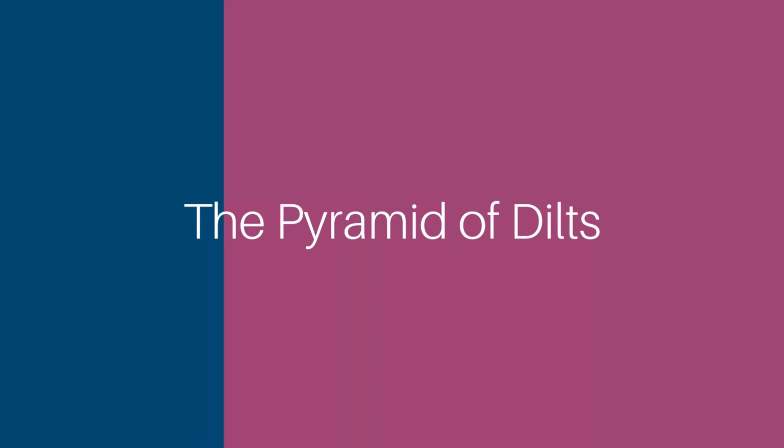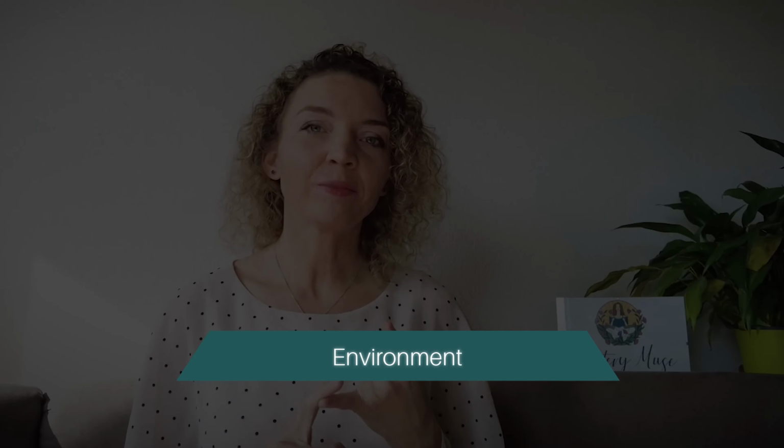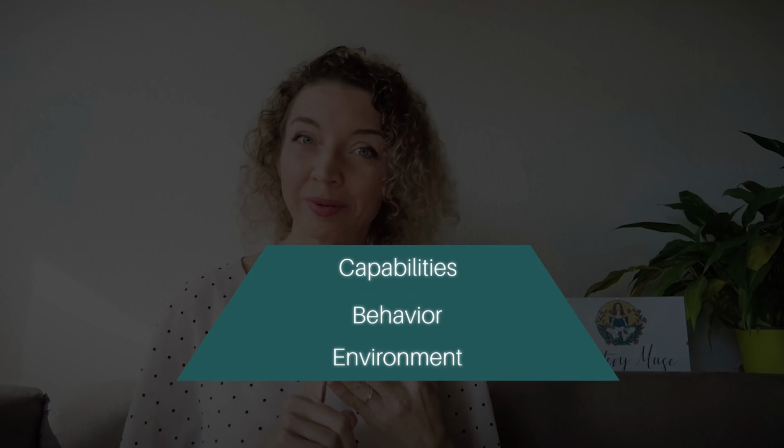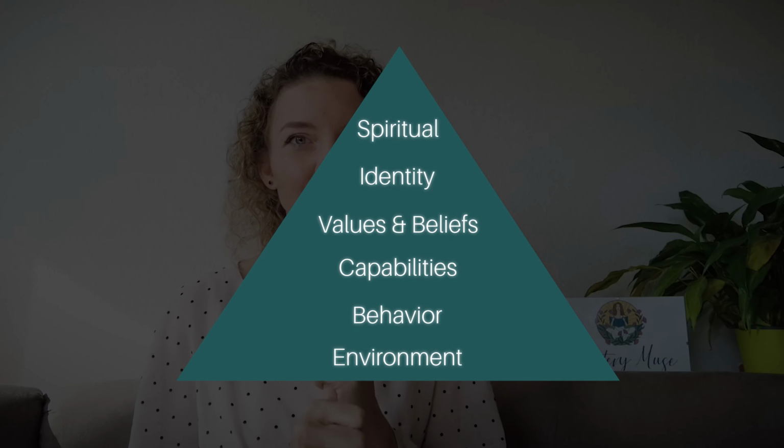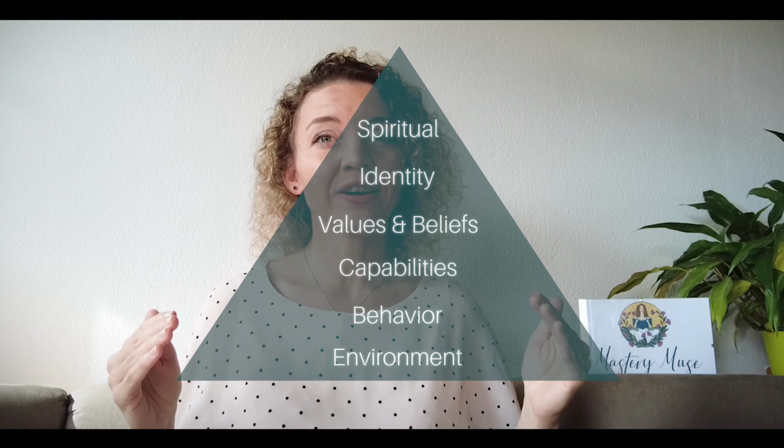This model consists of 6 different levels: environment, behavior, capabilities, values and beliefs, identity and spiritual. How are they connected? The idea is that they build upon each other, and if you want to have a change or get unstuck or resolve conflict, you need to look at a different level.